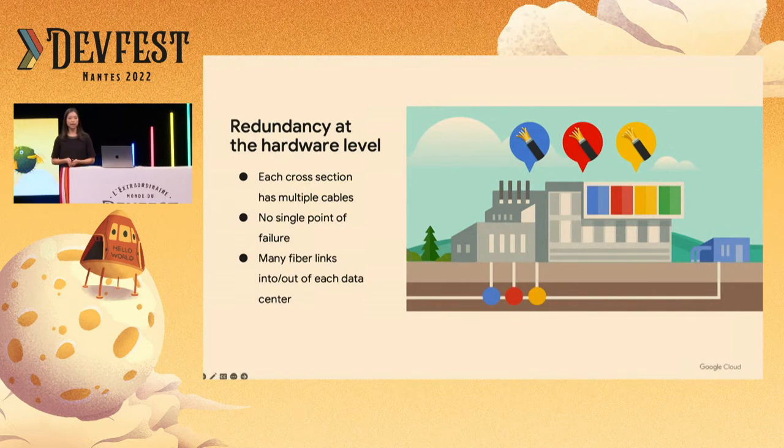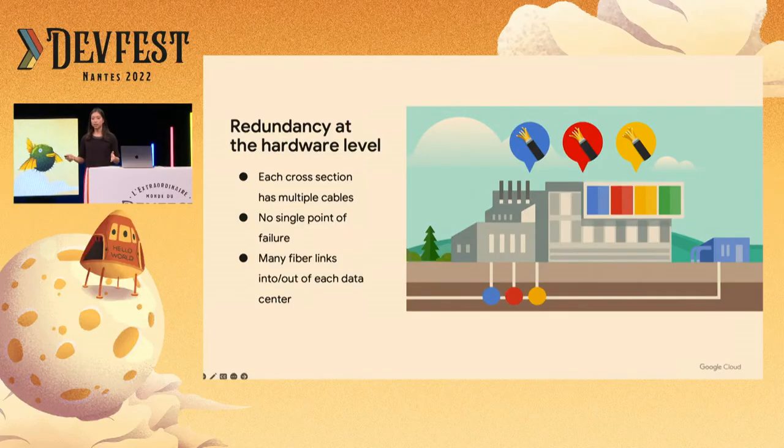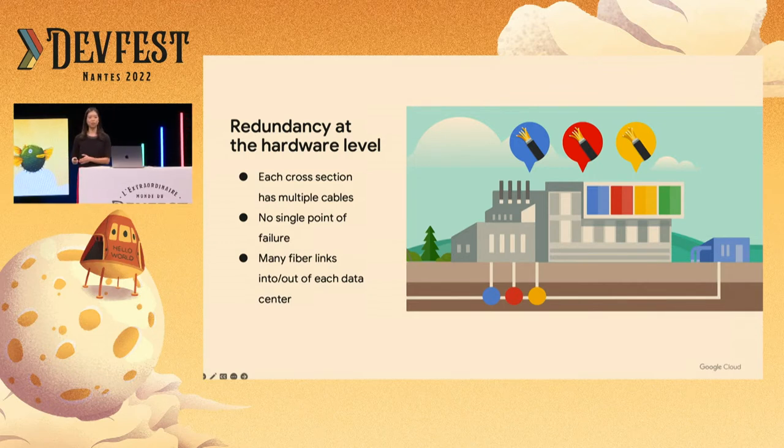So to repair any cables, it takes weeks to repair a cable. So in the face of these disruptions, how can we make sure that we're building for redundancy? So any cross-section, meaning any point A to point B in our network, is going to have a redundant pathway or a concurrent network path. That means multiple cables, no single points of failure, failover. And then at the data center level, we also make sure that we have more than one fiber link into and out of a data center so that we can connect our network to what we call our long haul network or our wide area network.